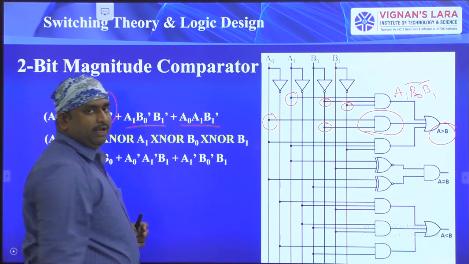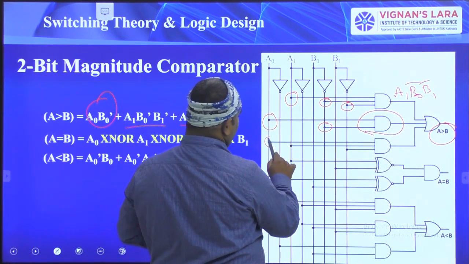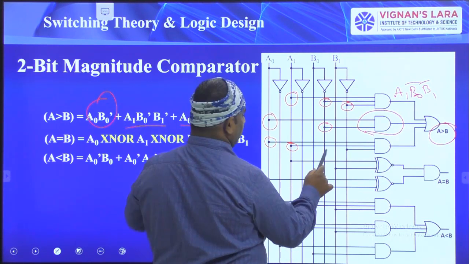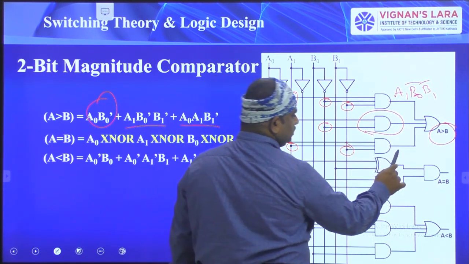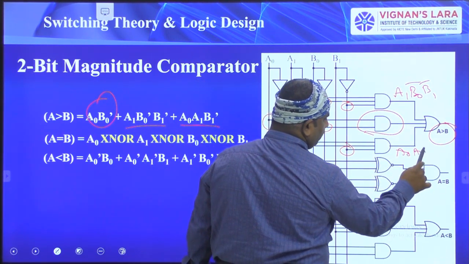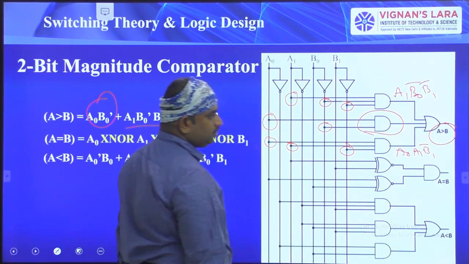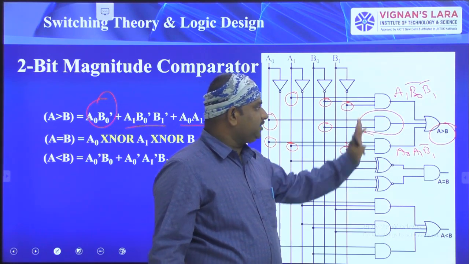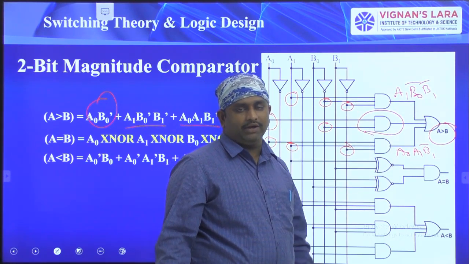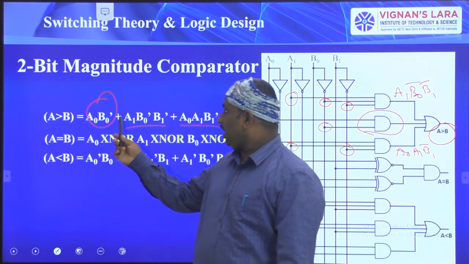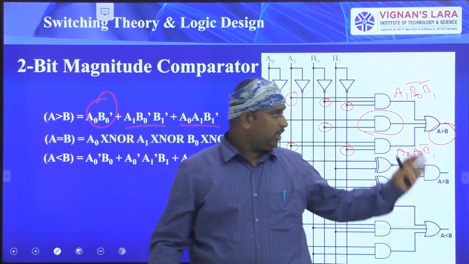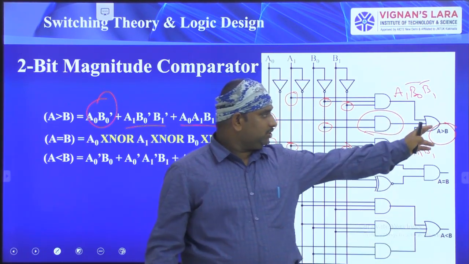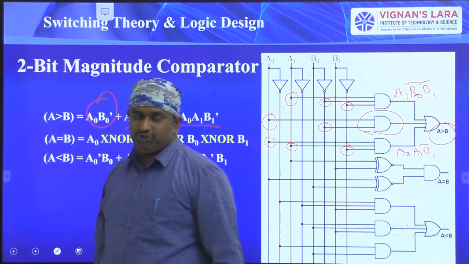Coming to the next product term, A0 A1. So see here, A0 A1, next B1 bar. So this is A0 A1 B1 bar. So these are the three product terms we are representing with three AND gates. These three AND gates I have connected to an OR gate. That is, I am making the plus operation, the OR gate operation. So this is the A greater than B combination.